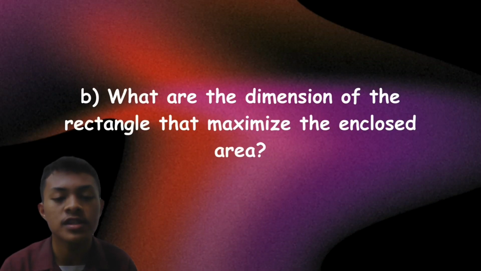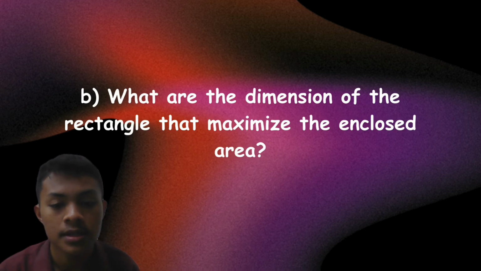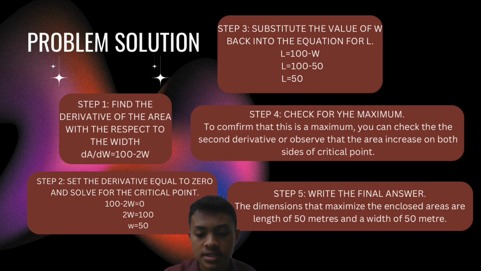And now we move to the next question. B. What are the dimensions of the rectangle that maximize the enclosed area? Solution, first step, we need to find the derivative of the area with respect to the width. We got dA over dW equal to 100 minus 2W.